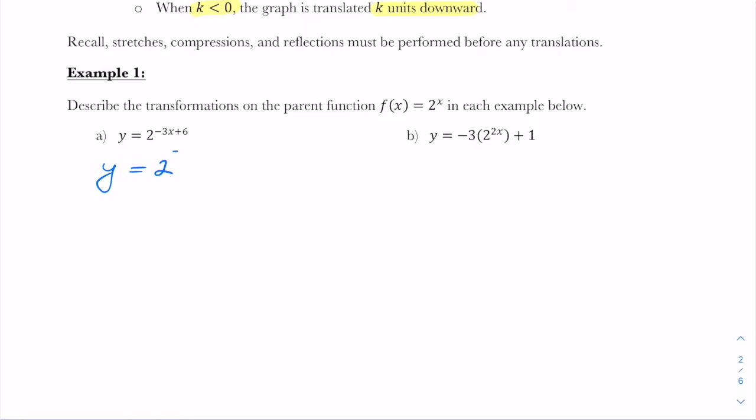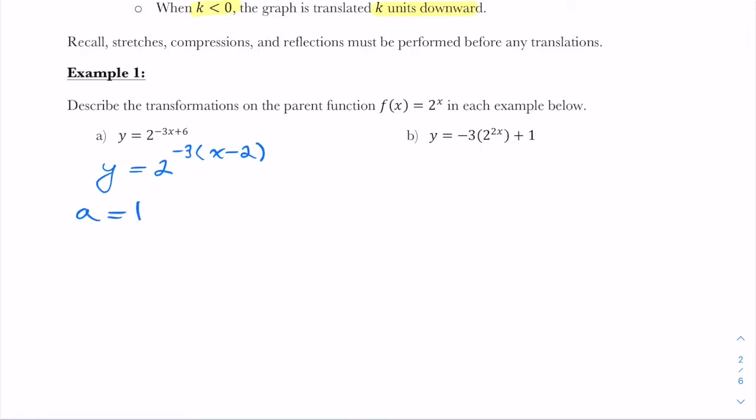In the exponent, factor out the c value of -3, and that'll give you now x take away 2. Now that we've performed that step of factoring out the c value, we can go ahead and describe our transformations. Let's identify the parameters a, c, h, and k. First off, notice that a is 1.